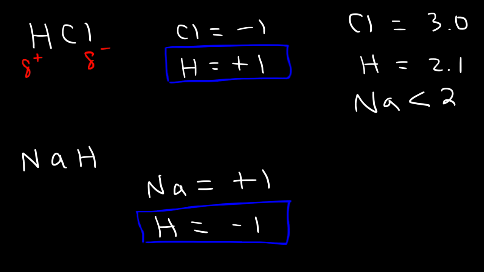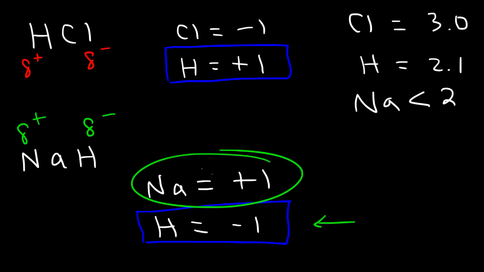And it makes sense because hydrogen is more electronegative than most metals. So it usually bears the partial negative charge. That's why it has a negative oxidation state. Sodium has the positive charge, so it has a positive oxidation state. And so you could use electronegativity to help you determine what the oxidation state will be.